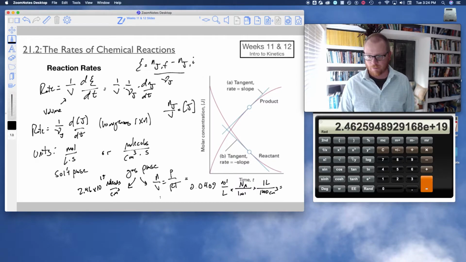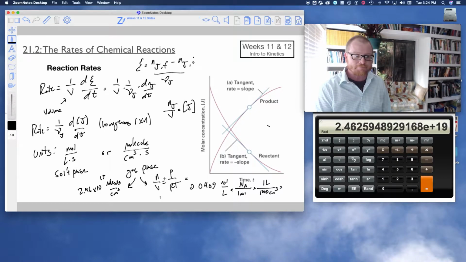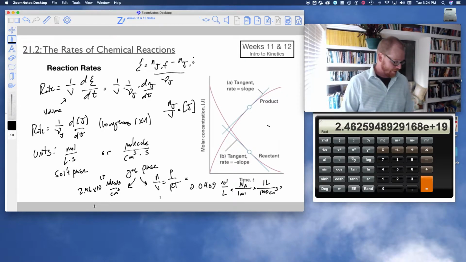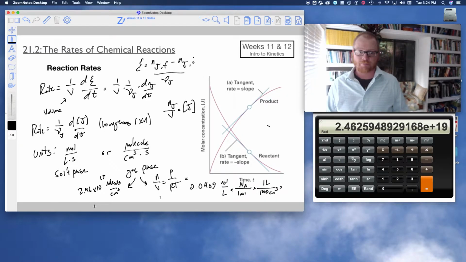And so that's the number that I know: atmospheric pressure, 10^19 molecules per cubic centimeter. It's a good number to have off the top of your head when we're comparing mole per liter per second to molecule per cubic centimeter per second. There are a lot of molecules per cubic centimeter, okay? So I just wanted to go through that as a reminder of how we do that.